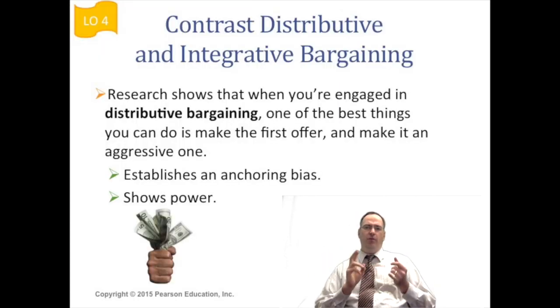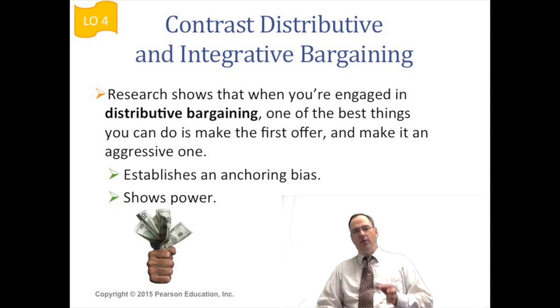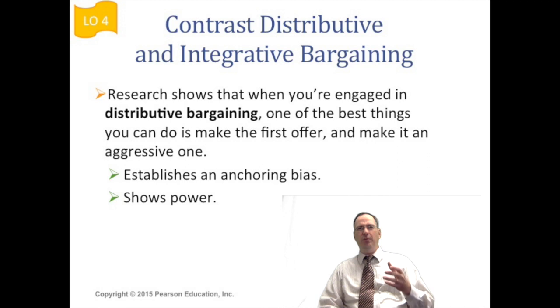Okay, so the research talks about this. The research says that when you're engaged in distributive bargaining, you can do some things that'll make your position better. Make the first offer. When you do that, you anchor that this is what the offer should be, or this is reality. And then they have to move off there. Psychologically, it's a more powerful place. It shows power, that kind of thing. However, you want to be very careful when you're dealing with this kind of thing, because when you are engaged in that kind of behavior, what you're doing is focusing on a short-term relationship.